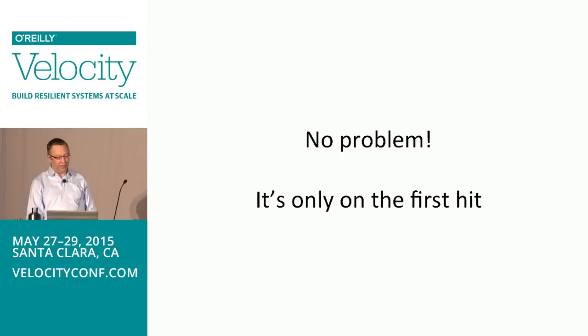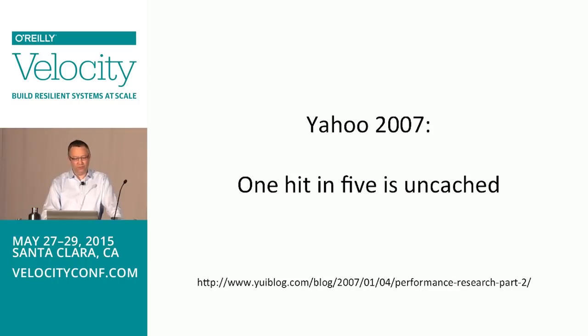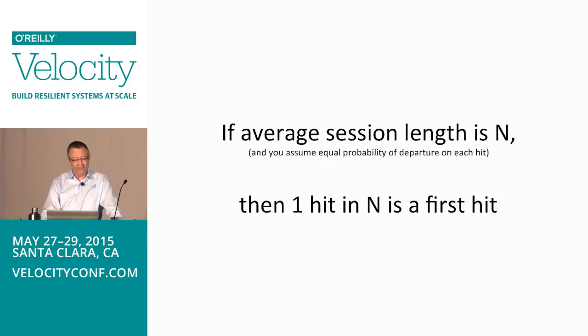Hey, whoa, no problem, you say. I'm running a web service, and I've got HTTP 1.1 persistent connections, and slow start only affects the first hit. Well, recall Yahoo's research from 2007, where they found that 1 hit in 5 was from a browser with an empty cache. So for Yahoo's front end in 2007, at least 1 hit in 5 was a first hit. More generally, if you know your average session length and you make some assumptions that are here in the fine print, then you can guess that your fraction of first hits is 1 over your average session length. So it's probably difficult to escape this problem.